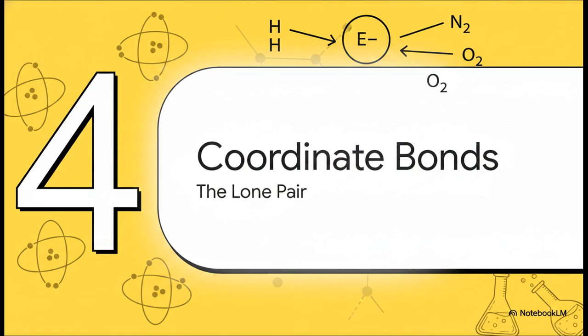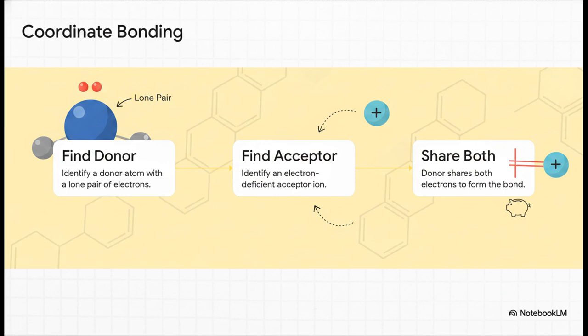Section 4. Coordinate bonds. The lone pair. Now, this is where things get really fascinating. A coordinate bond is technically a covalent bond, but with a twist. 1 atom provides both electrons for the shared pair. We call these unused pairs of electrons a lone pair. The donor atom basically gives this lone pair as a piggyback ride to an electron-deficient acceptor, usually a hydrogen ion that has absolutely no electrons of its own.